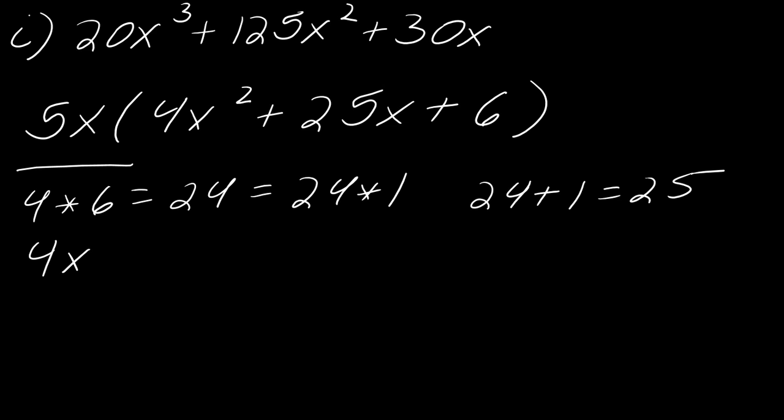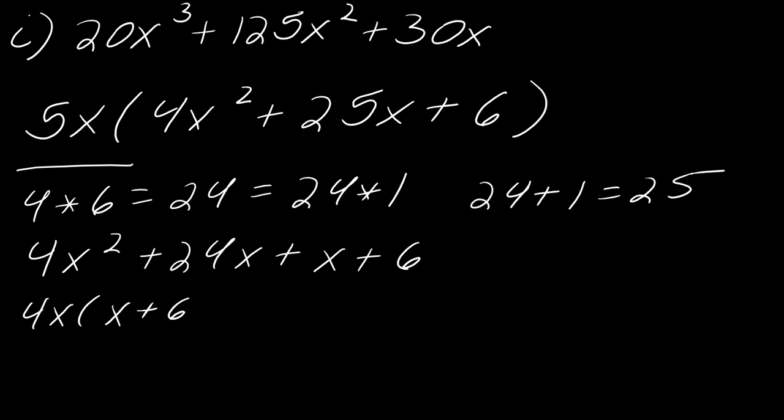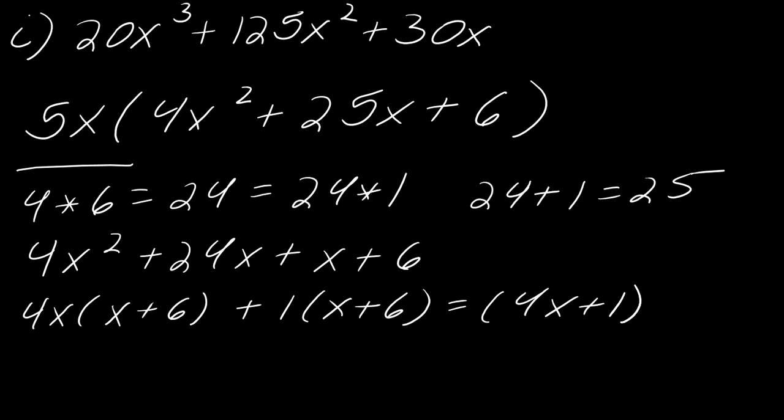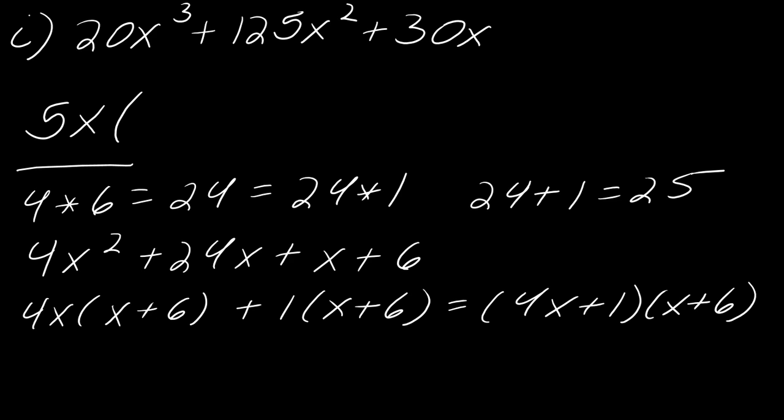So I am just going to write this out separately. So 4x squared plus 24x plus x plus 6. Okay, so this will factor as 4x times (x plus 6). I'm going to put an invisible 1 out here so that I can factor this part. So this will factor as (4x plus 1) times (x plus 6). Cool. So my final answer, I think I'll just erase all of this because I'm kind of running out of room here. My final answer will be 5x times (4x plus 1) times (x plus 6).